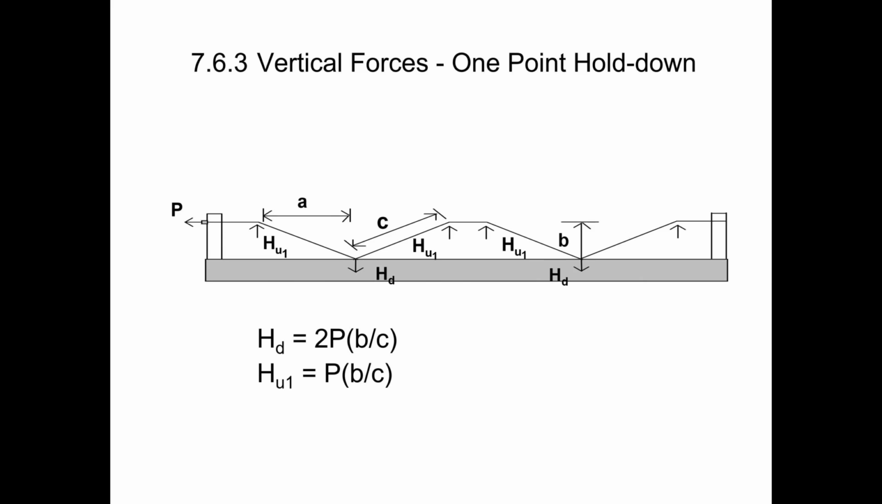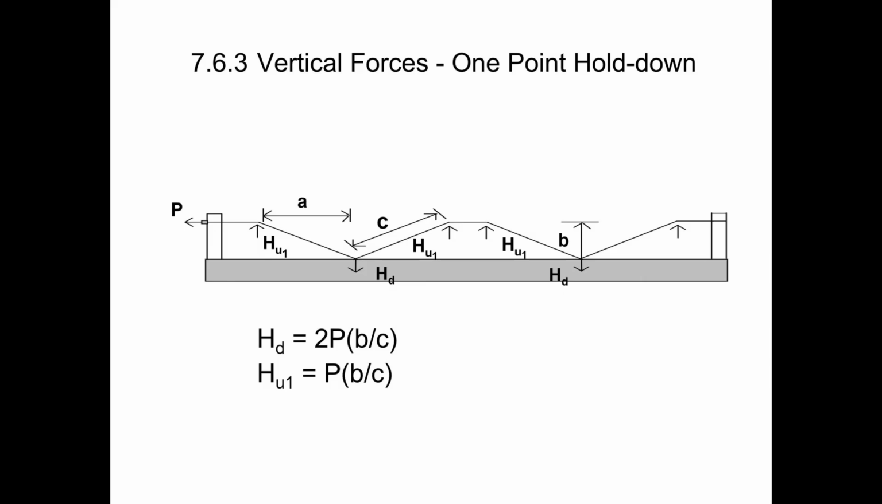Okay, so that's one thing that we're going to be calculating in Chapter 7, the vertical force at the hold up and the hold down locations. So that's pretty straightforward. P times B over C. If you've got two diagonals, it's 2 times P times B over C. All you have to do is calculate your C. A and B are given. Pretty easy to calculate that vertical force.